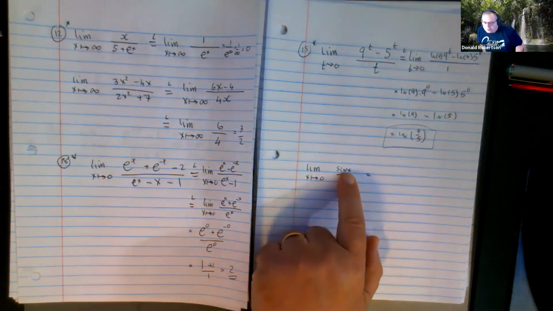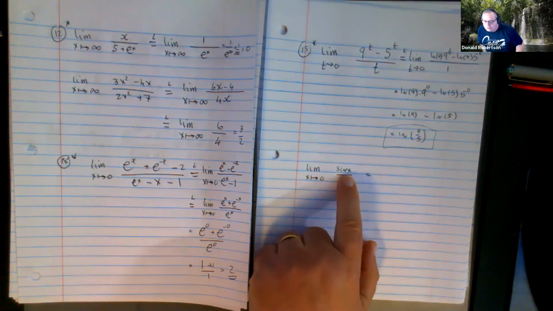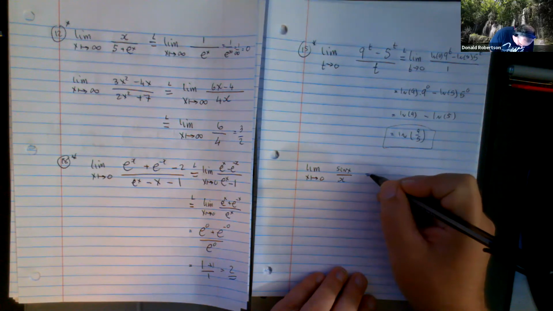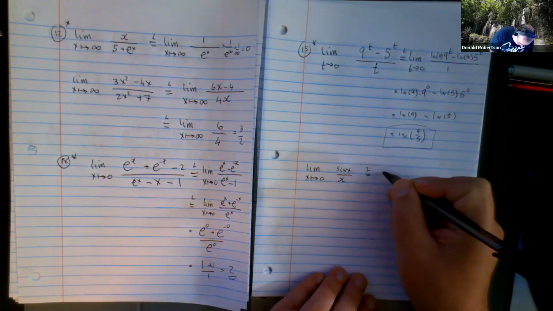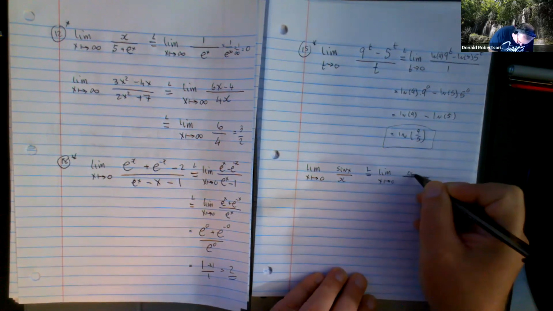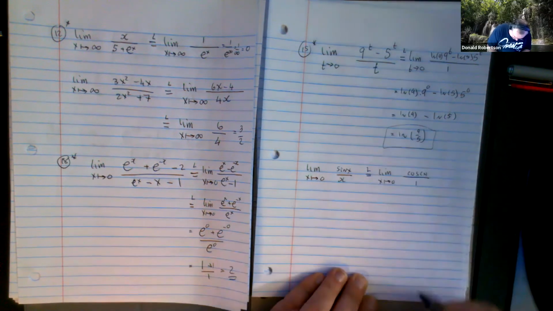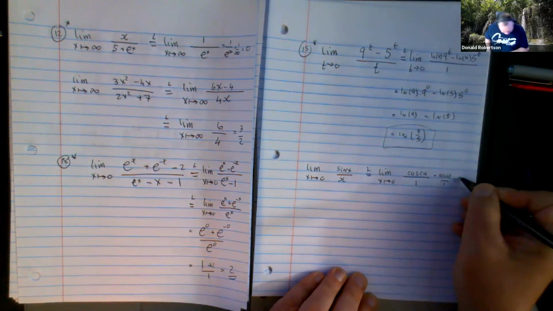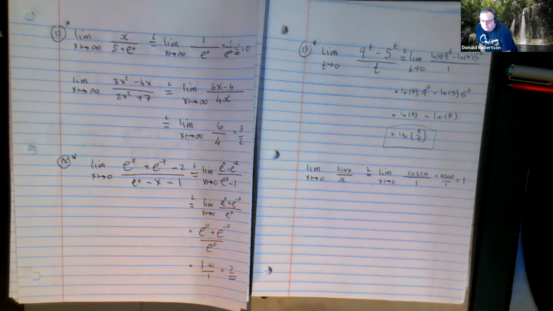Well, you put in L'Hopital, you get sine of 0, which is 0 over 0, indeterminate form. And this gives me a new limit to calculate. It gives me the cosine of x over 1. And that's the cosine of 0 over 1, and that's 1. So the limit of sine x over x as x tends to 0 is 1.